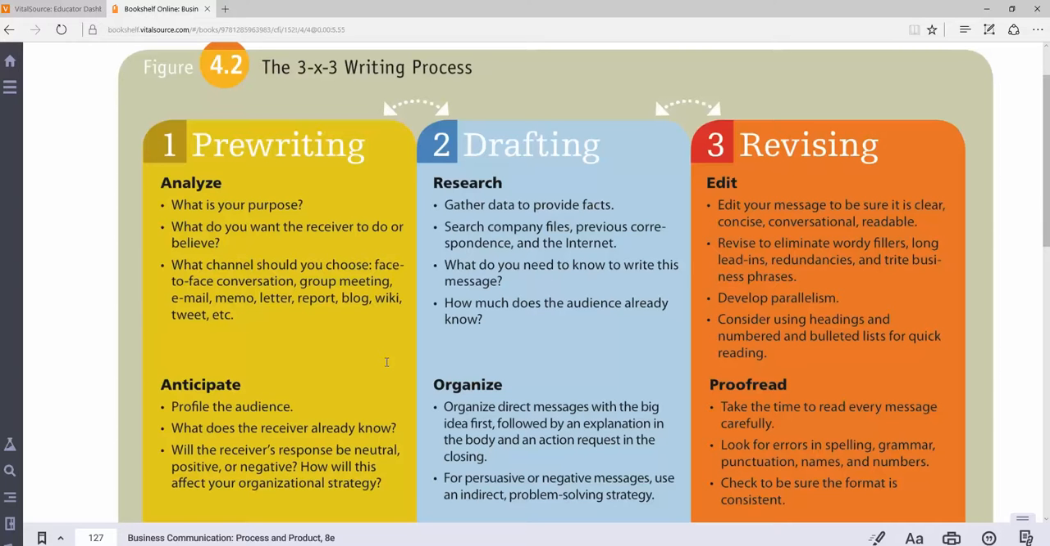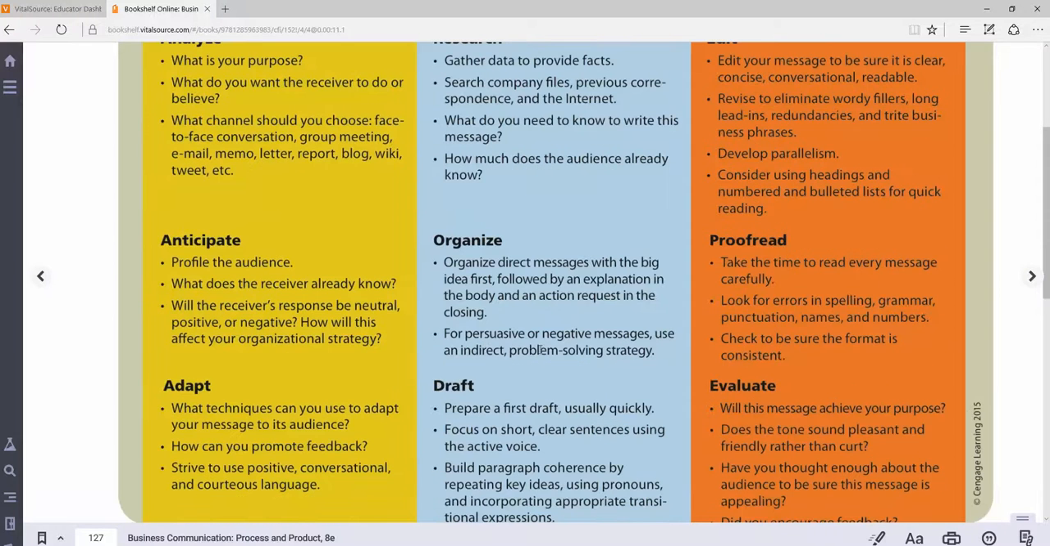You're going to gather all the data, provide the facts. You're going to search whatever company files you need to, previous correspondence, if there is any, and the internet. What do you need to know to write this message, and how much does the audience already know? Organize. You're going to organize direct messages with the big idea first. Okay, I forgot to scroll up enough. I'm sorry. Followed by an explanation in the body and an action request in the closing.